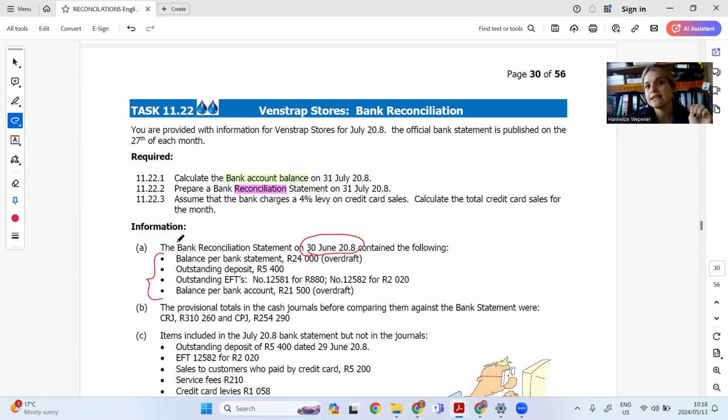It might be that the EFT was reversed by the bank. It might be that whoever had to make your cash deposit ended up never going to the bank with your money. So that has to be reversed. But we will give you the details within the information.